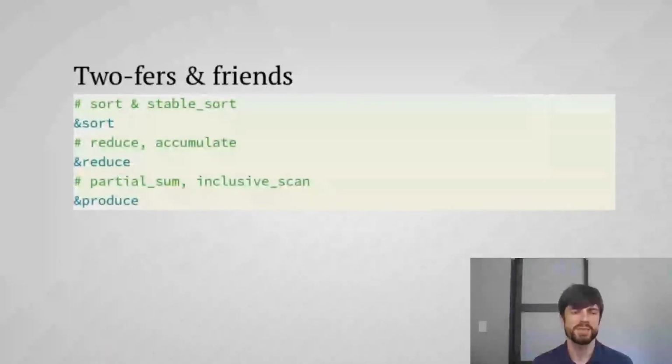Other than APL, which uses a backward slash for produce and a forward slash for reduce, or maybe I have that backwards, I don't know of another language that so closely indicates the similarity between these two algorithms. So that's something that I've always really liked about Raku.